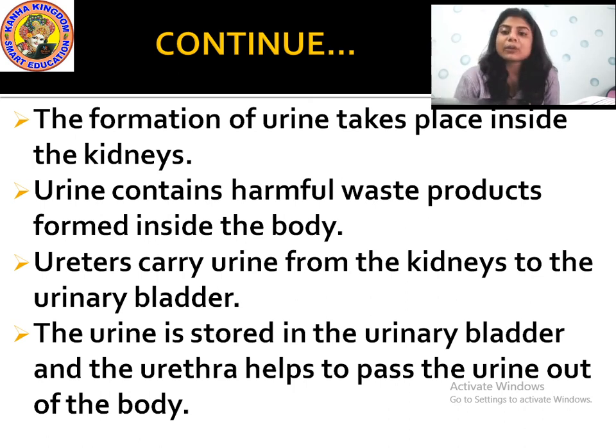The formation of urine takes place in the kidney, which is the harmful waste product formed inside the body, and then the ureters carry urine from the kidney to the urinary bladder, where the urine gets collected. Later on the urethra helps to excrete the urine out of the body.